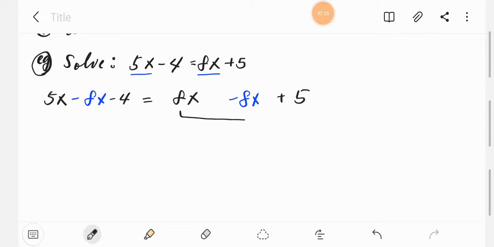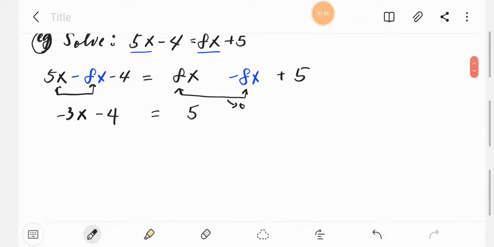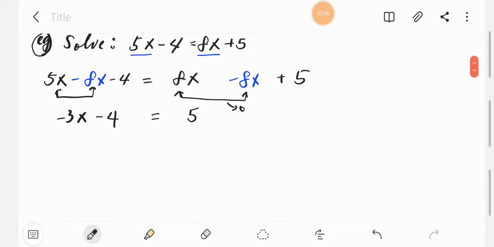So you can make this one 0. This will become 0. How about this one? It will be negative 3x minus 4. So that is equal to 0 plus 5, which is just 5. Then simplify each side, but still we have to move this minus 4 to the other side. So the left hand side contains this expression, the right hand side is 5.